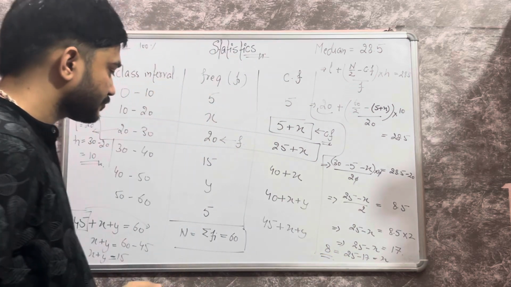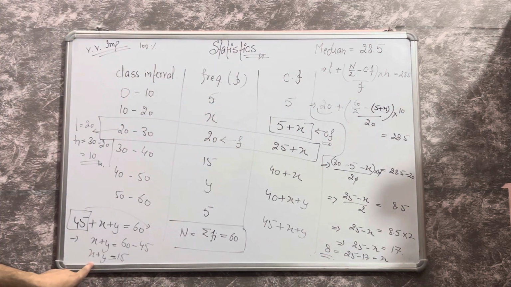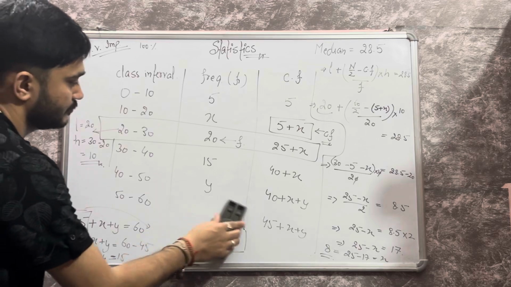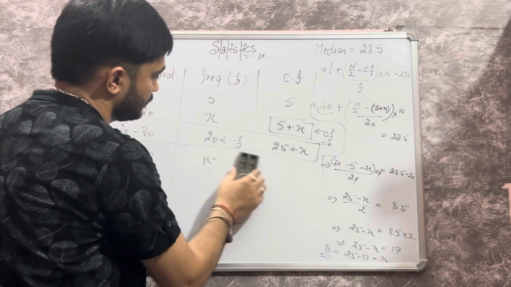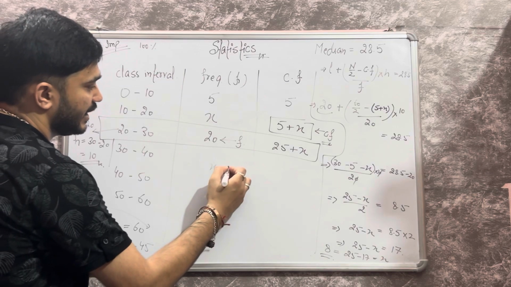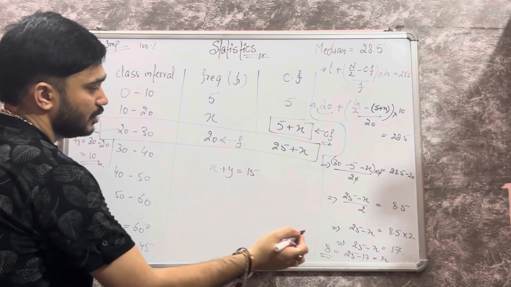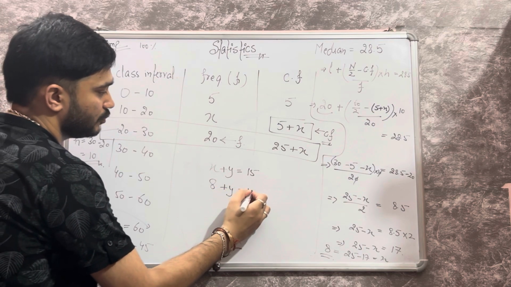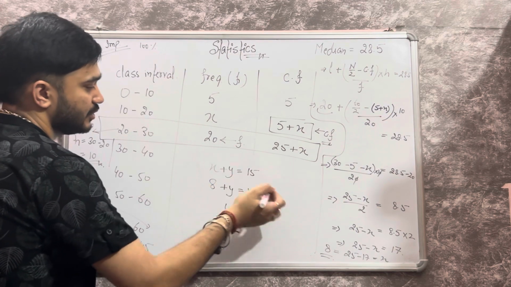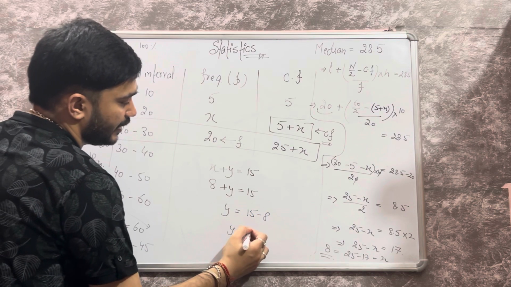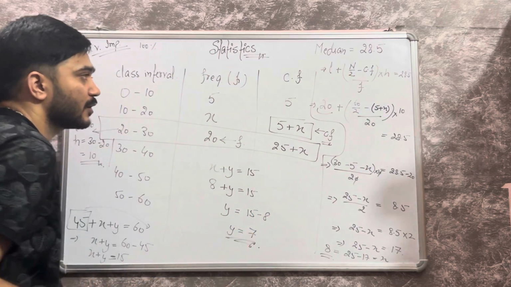Any doubt? Now put the value of x here, that is 8. You will get the value of y. How are we going to find this? Since we are given x plus y is equal to 15, and we have found the value of x, that is 8, plus y is equal to 15. So this 8 is going to be subtracted from the right hand side, and you will get the value of y as 7. Any doubt?